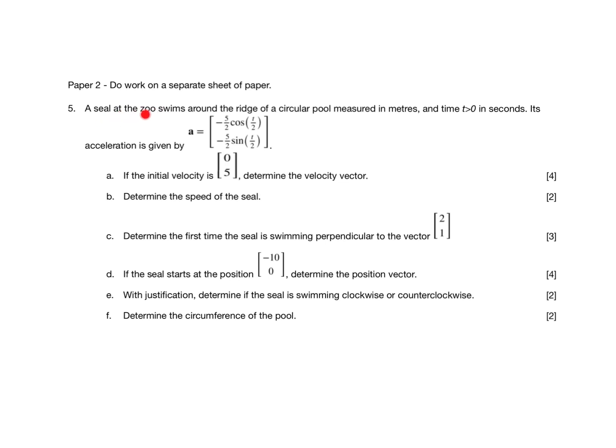So in this problem, we've got a seal at the zoo that swims around a circular pool, measured in meters, time is always positive, and this is the acceleration. If the initial velocity is 0.5, determine the velocity vector.